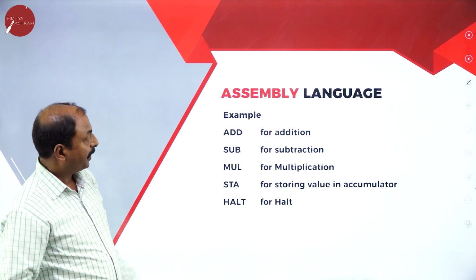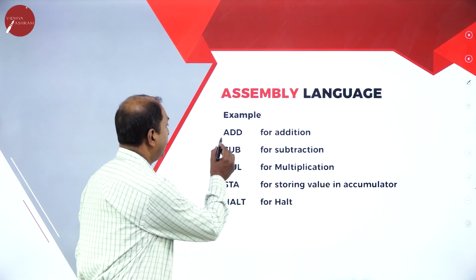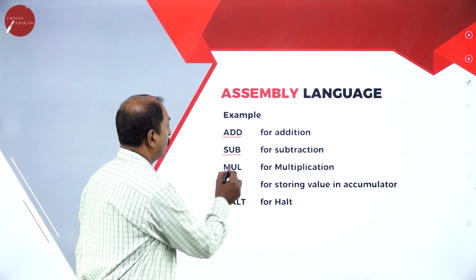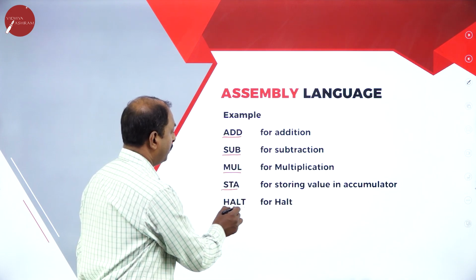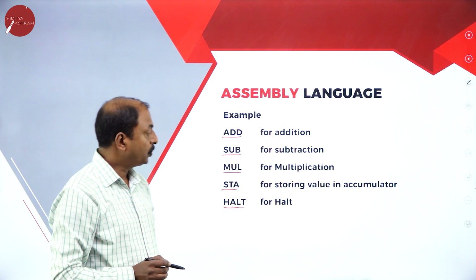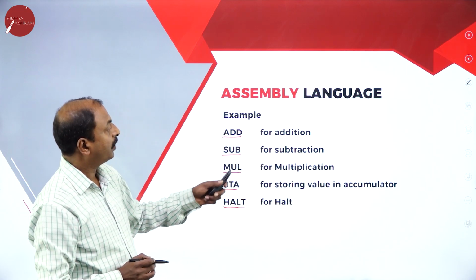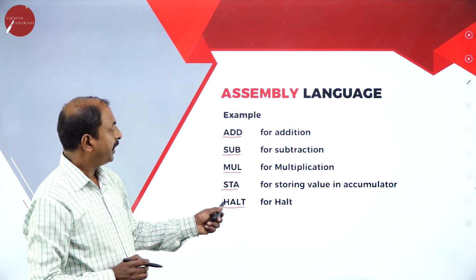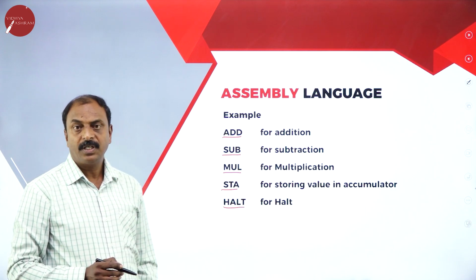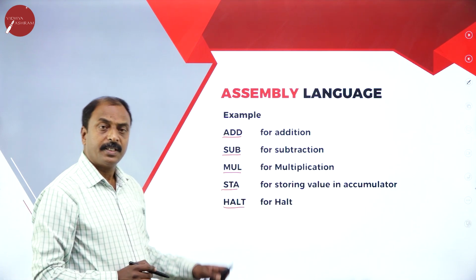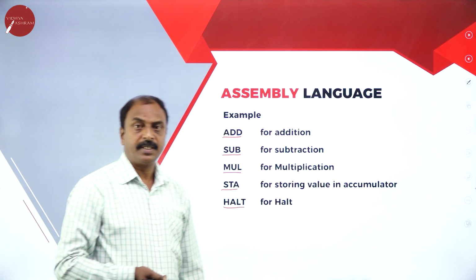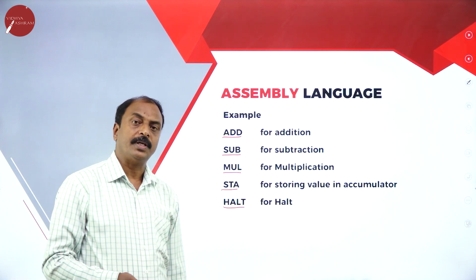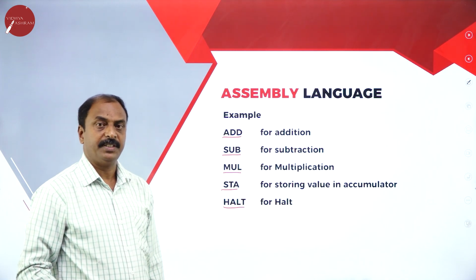Now look at the example here. We are using add. This is a mnemonic code. These are called mnemonics. This is assembly level language. So here we are using add for addition, subtraction, and all these are simple examples of machine level instructions or mnemonics used in assembly level language.